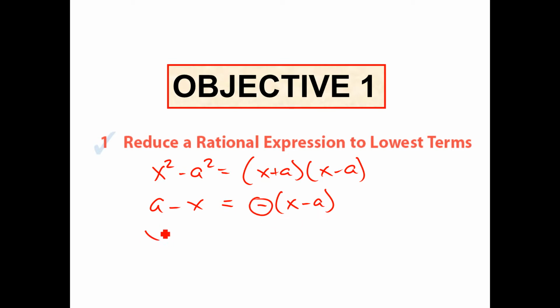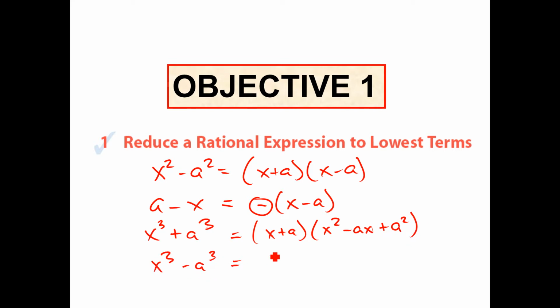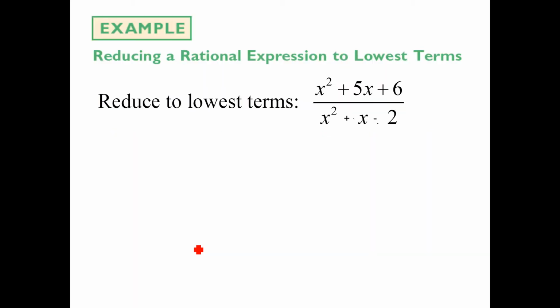And then we do have our cubing factorization. So x cubed plus a cubed factors down to x plus a, x squared minus ax plus a squared. And then the reverse, if we have x cubed minus a cubed, we have x minus a, and then x squared plus ax plus a squared. So this and this sign will always be the opposite, and this leading sign will be the same as what's in the problem. All right, so make sure you have those.